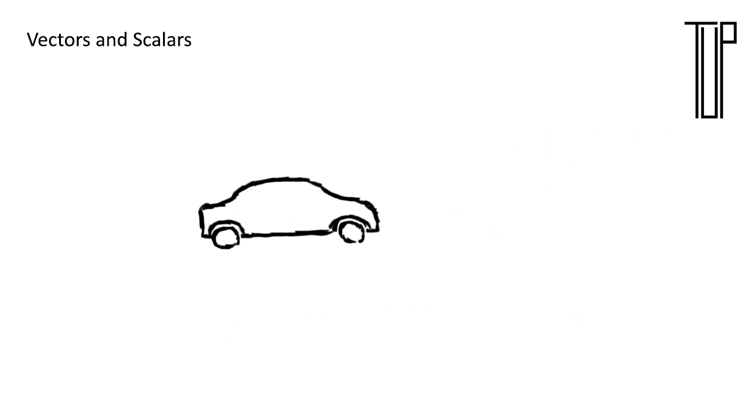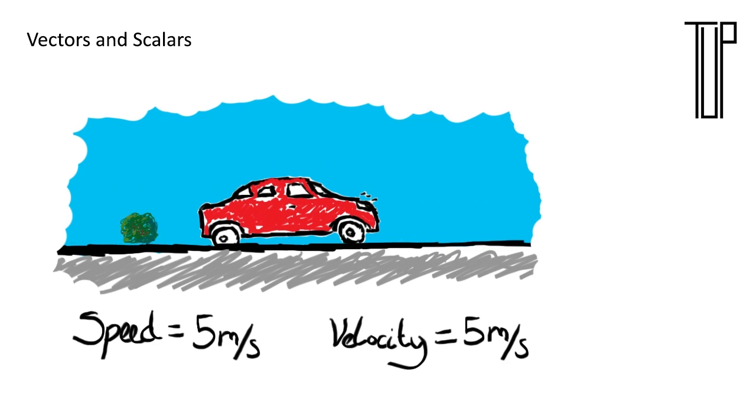Another example might be a car driving down a road. If the car is travelling at 5 meters per second, then it has a speed of 5 meters per second. Speed is a scalar, by the way. We can also say it has a velocity of 5 meters per second.